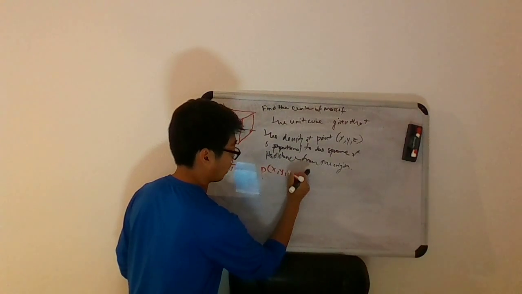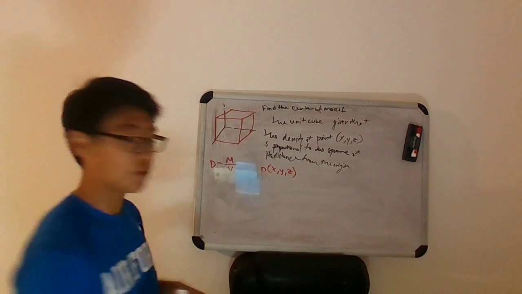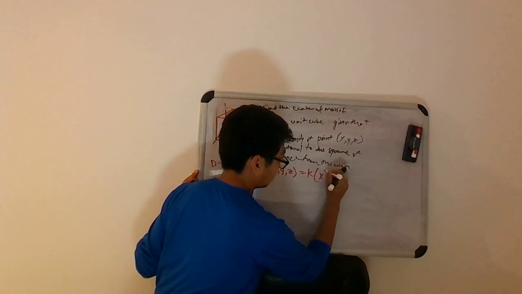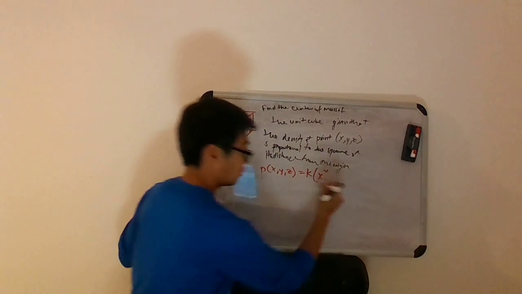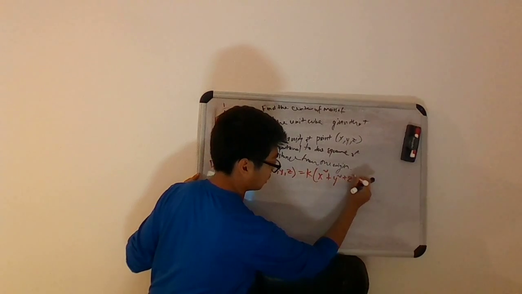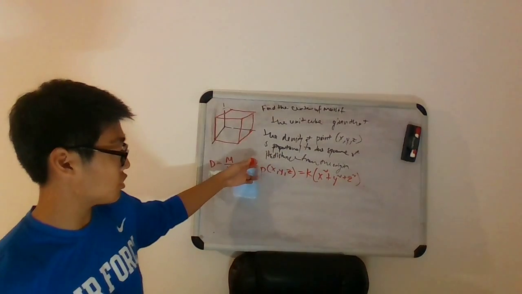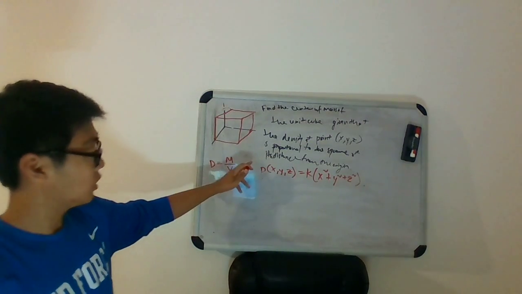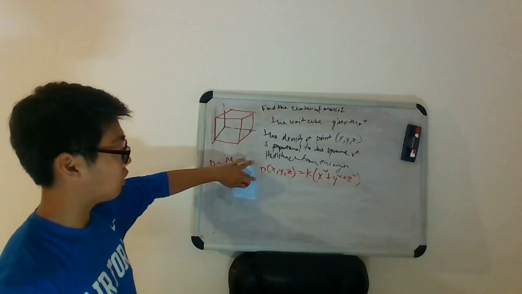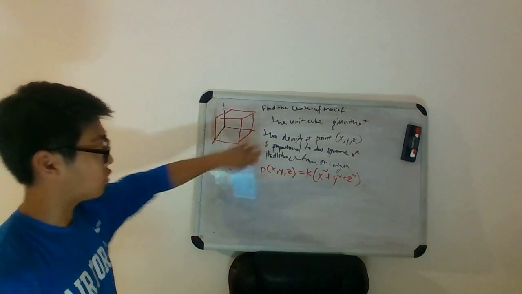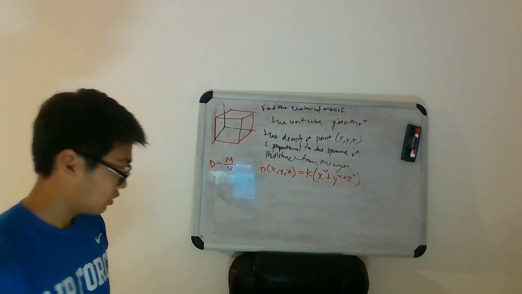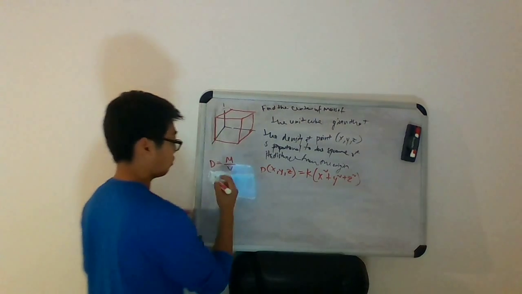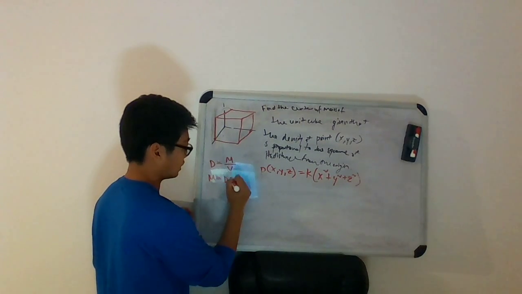P of x, y, z, so that's a function of three variables, is equal to some constant times x squared plus y squared plus z squared. And so this expression shows us the density of any given point within the unit cube. And since we know that density equals mass over volume, we know that mass equals density times volume.